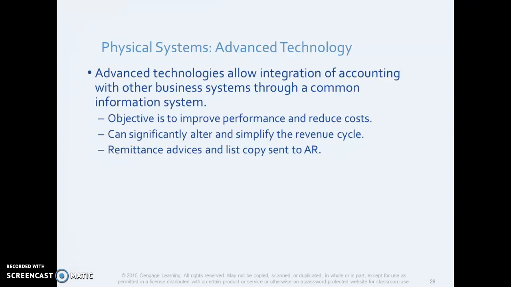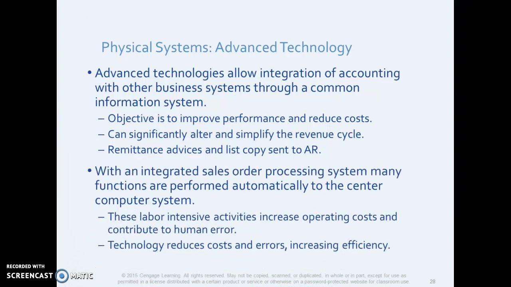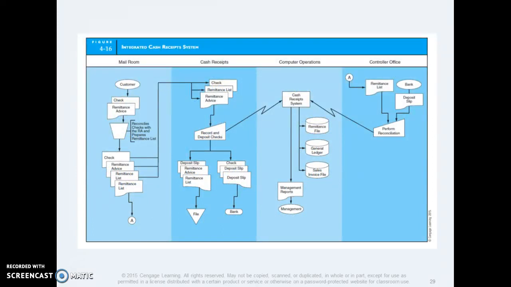Remittance advices and list copy are sent to accounts receivable. With an integrated sales order processing system, many functions are performed automatically by the central computer system. These labor-intensive activities increase operating costs and contribute to human error. Technology reduces costs and errors, increasing efficiency. So you can see this integrated cash receipt.